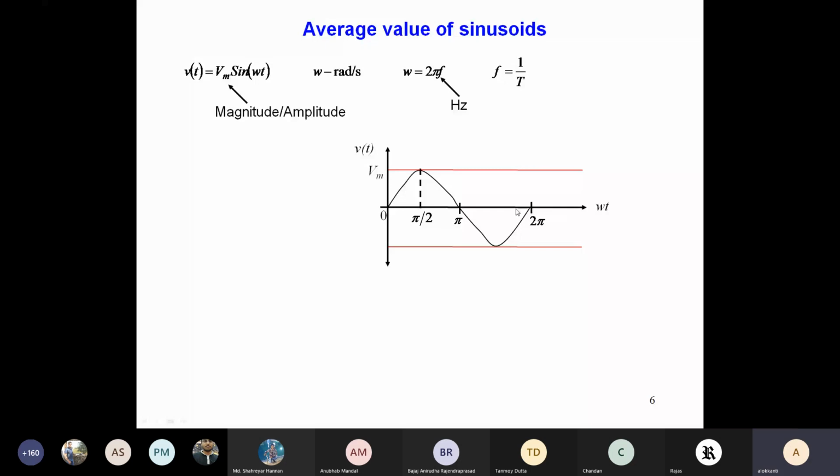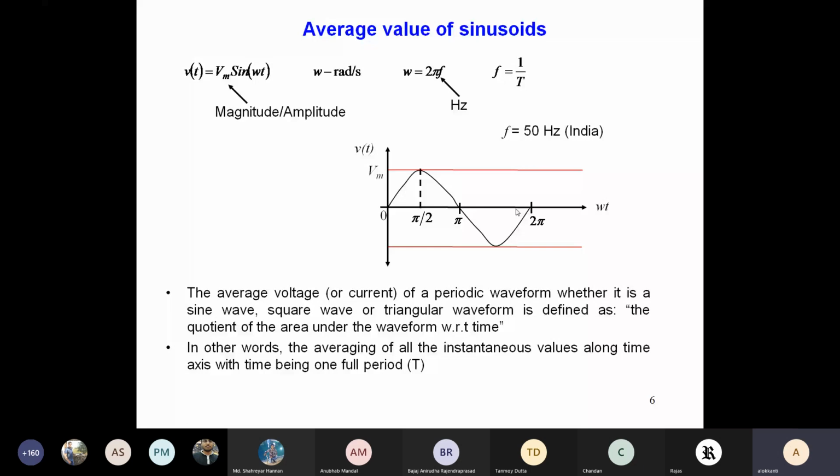So the average value or current of a periodic waveform, whether it is a sine wave, a square wave, or a triangular wave, is defined as the quotient of the area under the waveform with respect to time. That is, the area under the waveform divided by the time. In other words, it is the averaging of the instantaneous values along the time axis, with time being one full period. For the full period you have to do the averaging.